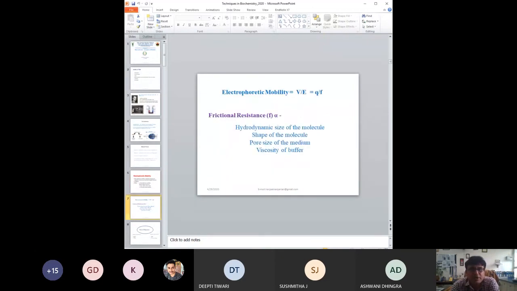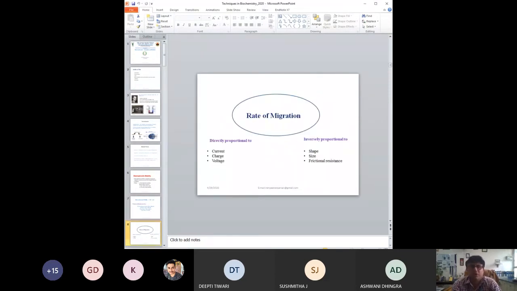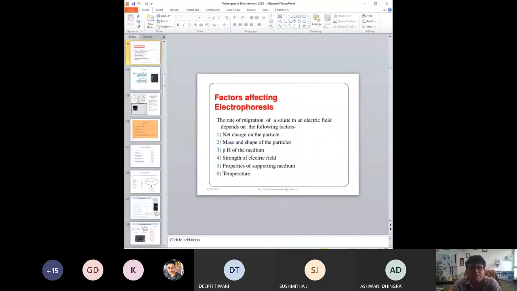Then I also gave you the equation where we correlated different characteristics of the molecule with the electrophoretic mobility, like hydrodynamic size, shape of the molecule, pore size, viscosity of the buffer. Then I told you about the rate of migration and some of the variables which are directly or indirectly correlated with rate of migration.